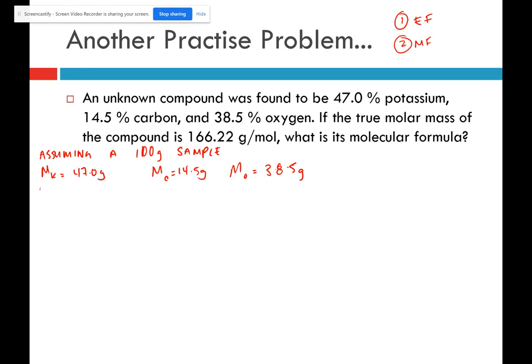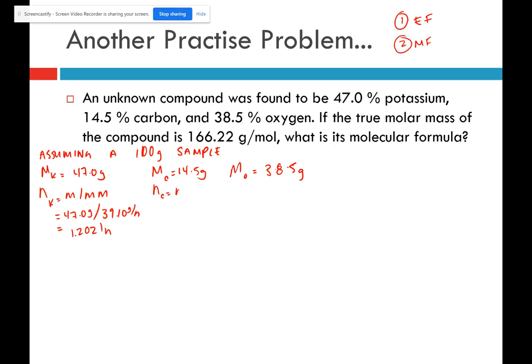Okay, so now I can figure out my moles. We know moles is mass over molar mass. So 47 grams divided by the molar mass of potassium, which is 39.10 grams per mole, will give me 1.2021 moles. I'm keeping a few decimal places here just to make it easier when I'm calculating the subscripts. I don't want to lose too much of my accuracy.